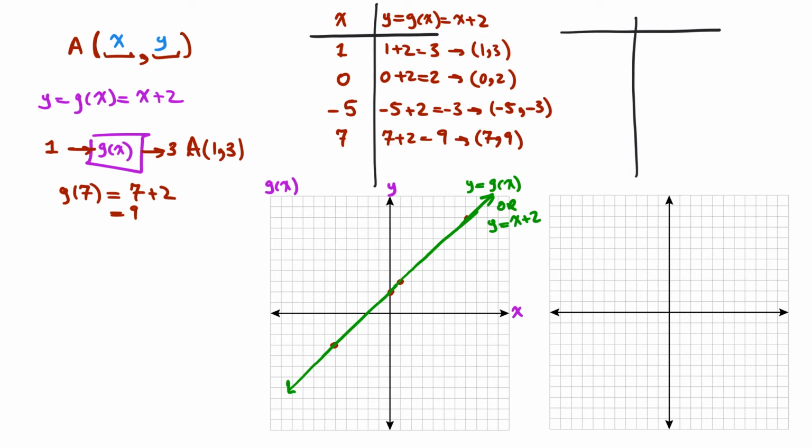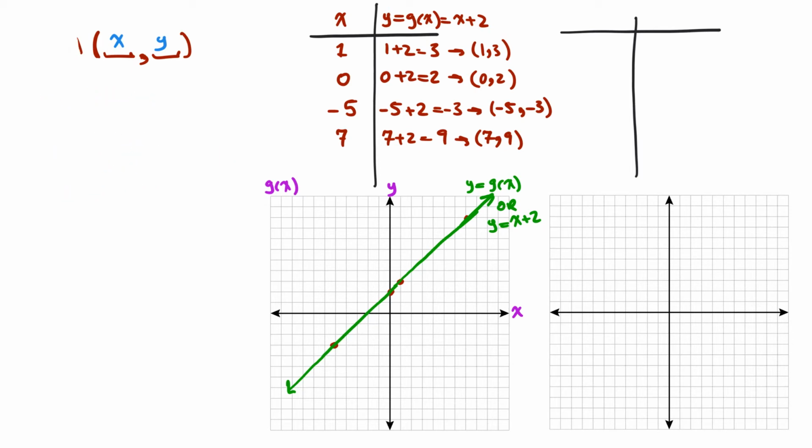Now let's use another example, and I'm going to use another linear relation. And what I'm going to do is actually I'm going to erase everything that we've done so far, and I'm just going to leave this x and y, and we're going to use a different function. Let's call it f of x.